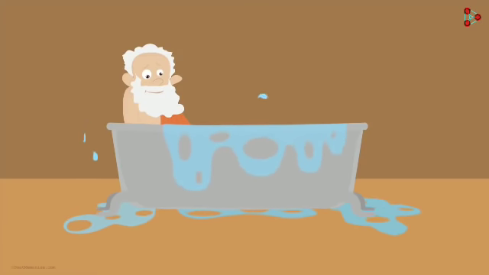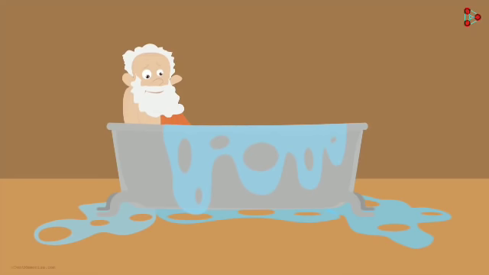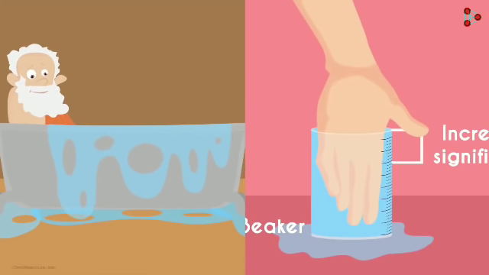When he got in, he realized that the level of water went up. In both the cases, you notice that the water is displaced by the object that goes in. Keep this thought in mind. We'll come back to it soon. In our previous videos, we've seen that when an object is placed in or on a fluid, the fluid exerts a buoyant force on it which acts upwards.